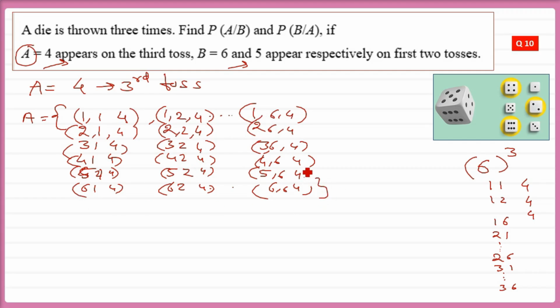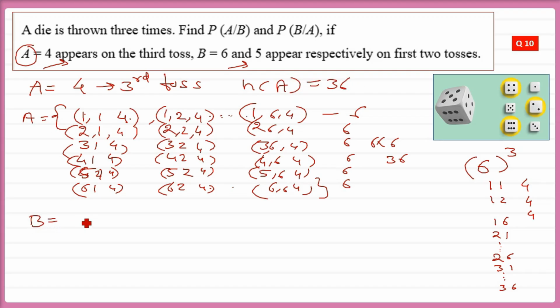In the similar way, we have 6 rows and 6 columns. So 6 into 6 is 36. Or you can say the first row will have 6 values, second will have 6 values, third 6 values, and so on. All the rows will have 6 values. So 6 into 6 is 36. So the number of elements in set A has come as 36.